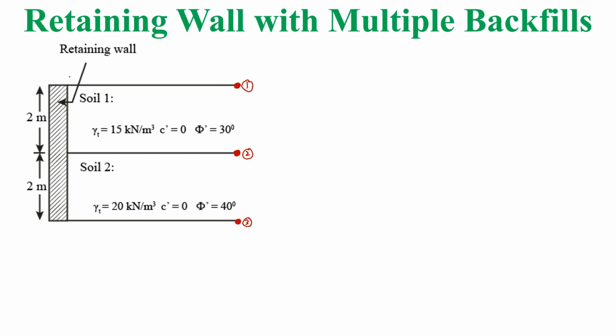At point 1, there is no surcharge or load acting above this point. So we can say that the vertical stress at the static condition is equal to 0 at point 1. But if we move in the downward direction and reach point 2, then soil 1 is causing a stress at this point 2. So the vertical stress due to static loads at point 2 will be the unit weight of the soil multiplied by the height of the soil.